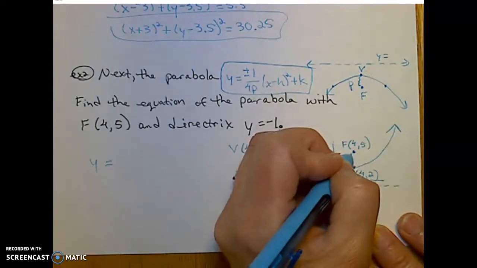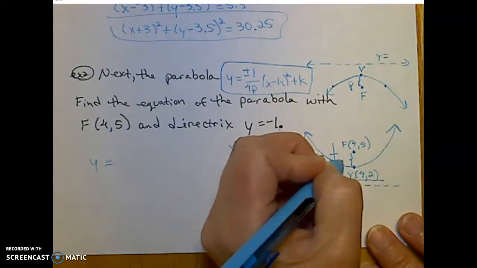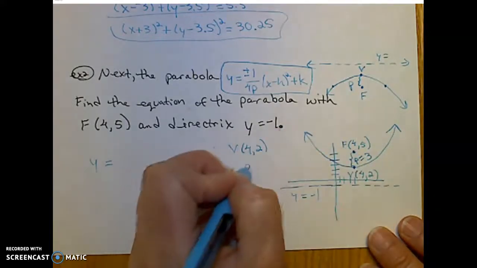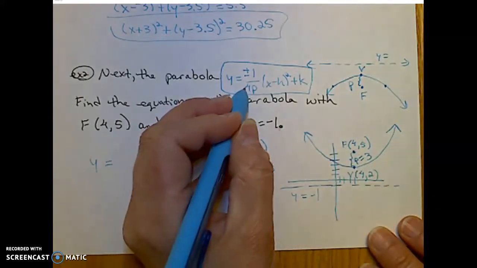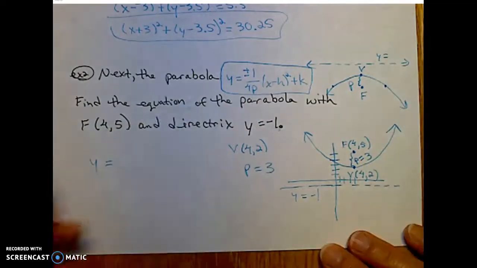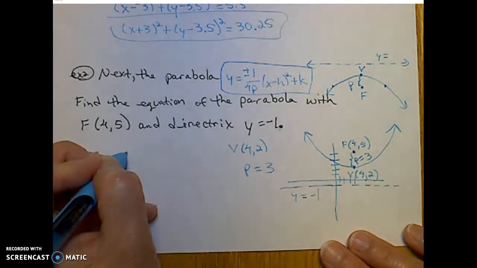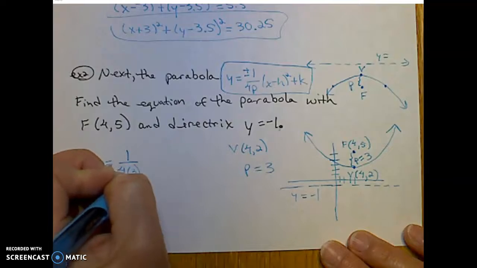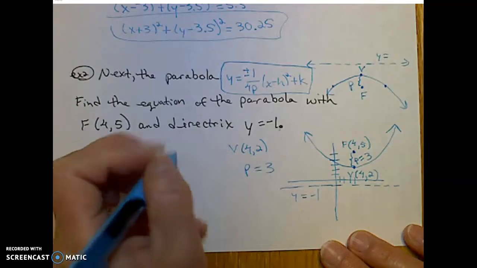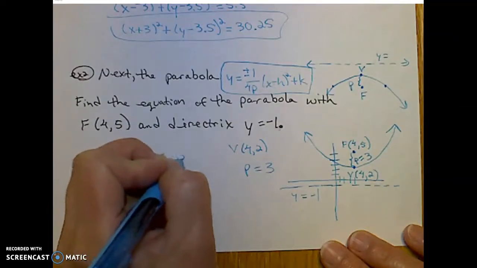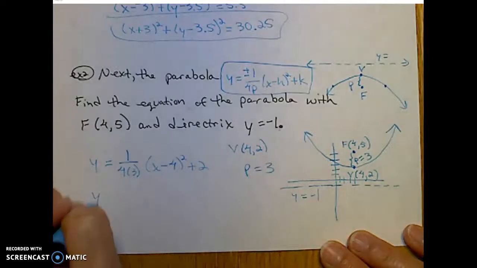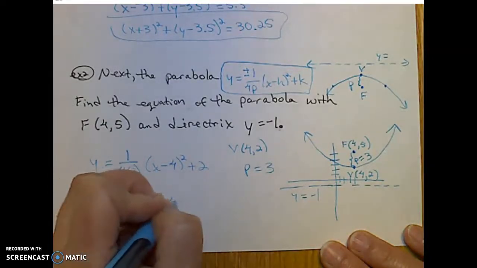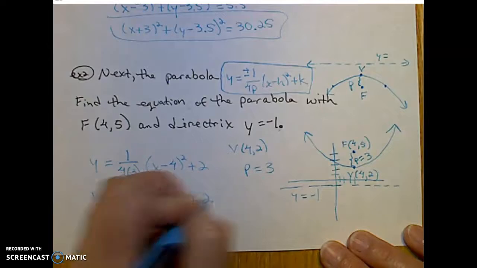I can also find the distance from the focus to the vertex, that's our p-value, and in this case p was 3. Now I can plug all that information into the vertex form of my parabola. It opens up, so it's a positive fraction coefficient: 1 over 4 times p times (x minus h), which is 4, squared plus 2. The equation of that parabola is 1 over 12 times (x minus 4) squared plus 2.